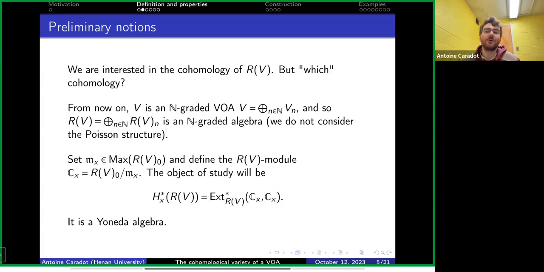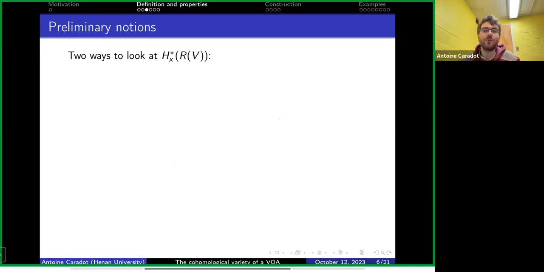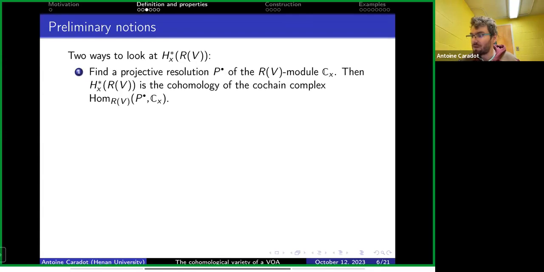This is called in the literature either the X algebra or the Yoneda algebra, depending on the author. So what is this space going to be, if you're not familiar with it? There are two ways to look at it. They are both equivalent definitions. The first is a more, let's say, constructive approach.